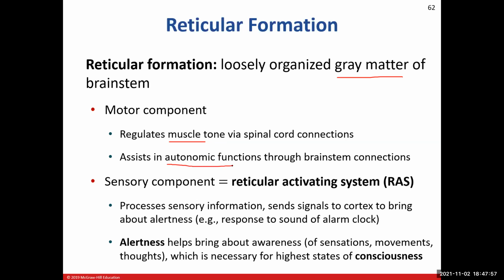The other component of the reticular formation is our sensory component. We refer to that as the reticular activating system, or the RAS. And this has to do with alertness.